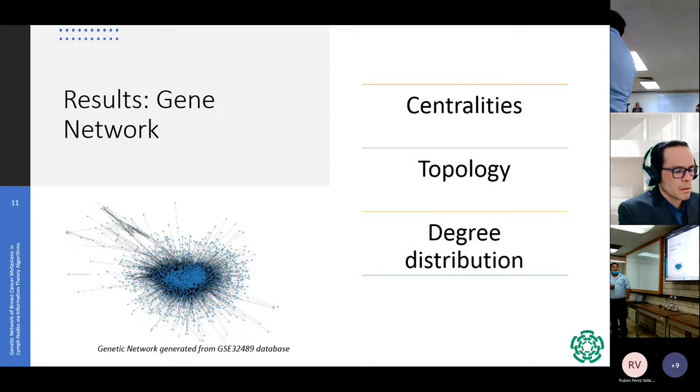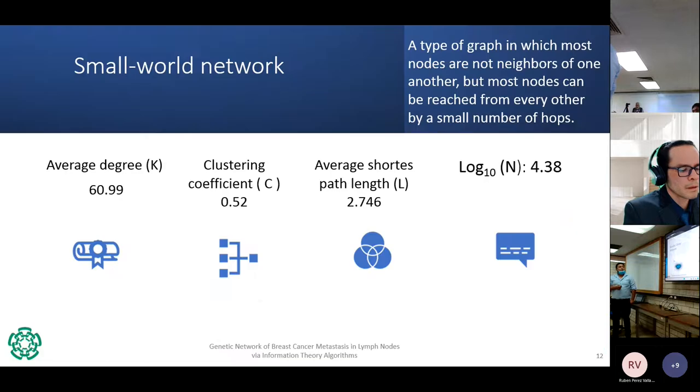For the first result, we obtain a genetic network generated by this dataset. We can see in the image, and the first result that we obtain is that there is a non-connected network. That means that there are no islands, so all the genes are connected, at least with another one. The centralities and the topology of the network are next.